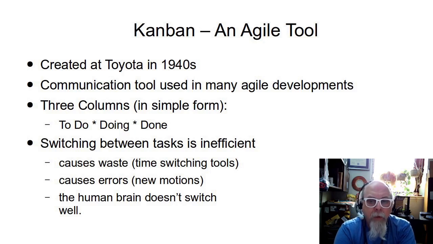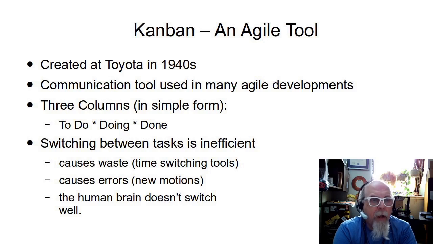So switching between tasks is inefficient. Often we've got all the time of switching our tools, of closing one window, opening another window, even if it's just that much time we've wasted. We've got errors that we create. And the human brain doesn't switch well.